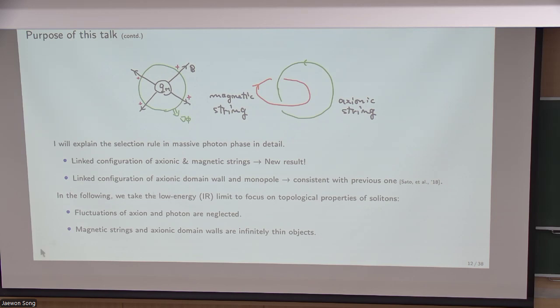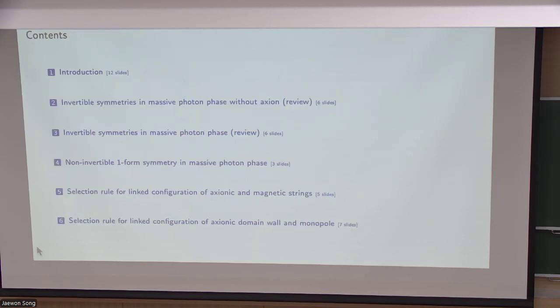And in the following, I would like to take the low energy limit, the IR limit, to focus on the topological properties of the solitons. In particular, the fluctuations of the axion and photon are neglected, and the magnetic string and axionic domain walls are infinitely thin objects. Topological solitons can have finite width, but we take the low energy limit as a long wave limit or something. Okay, so this is the introduction.